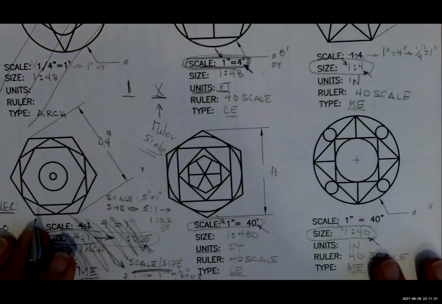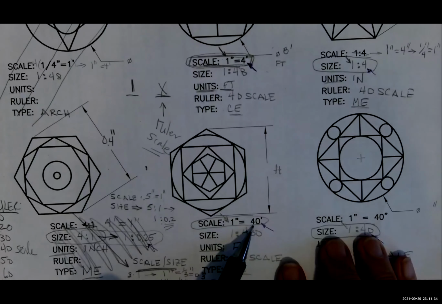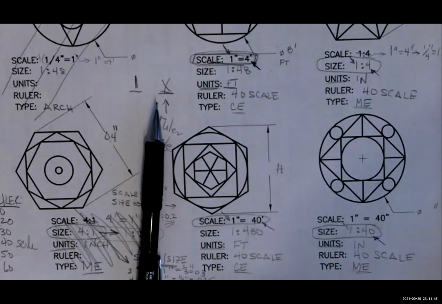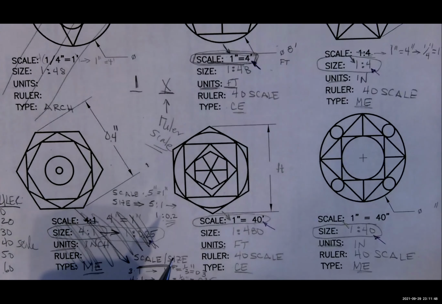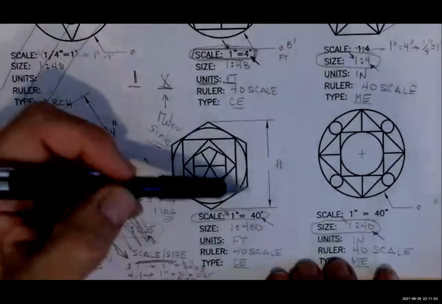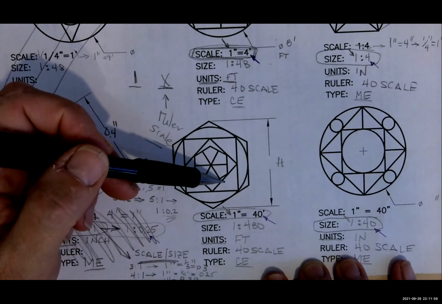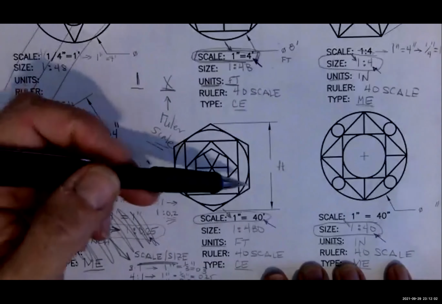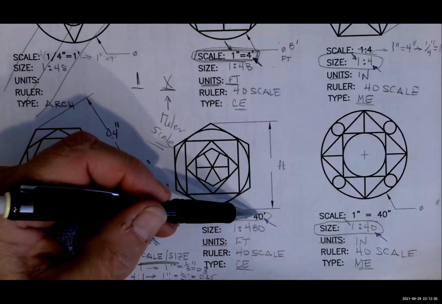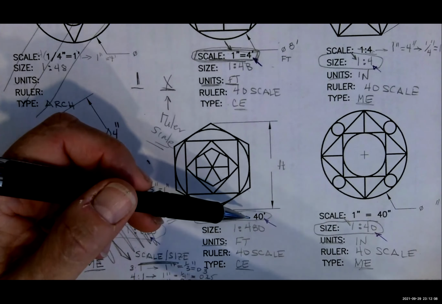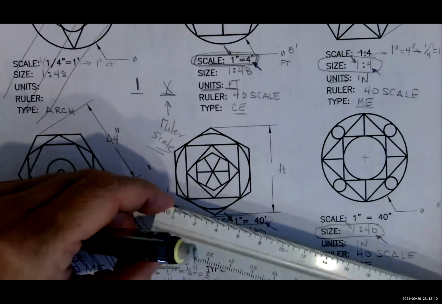Okay, Mark, you're next. What ruler scale are you using? A 40. Okay, Rami? What ruler scale are you using for this one? The 40 scale, right? And it says 1 inch is equal to 40, right? So what do you have to do with the 4 on here? What do you have to do with all these numbers?